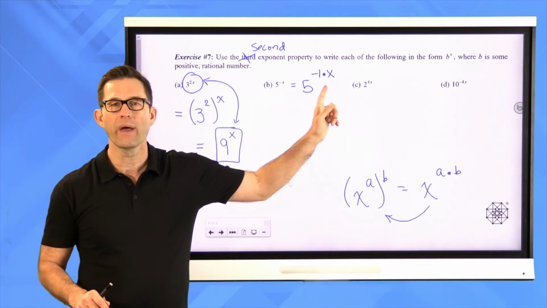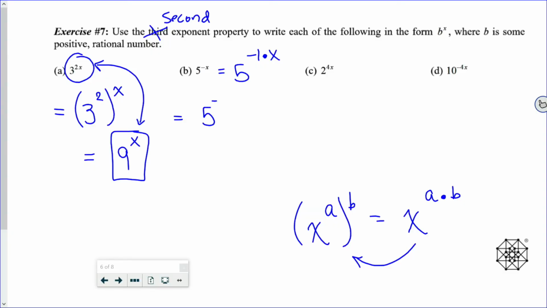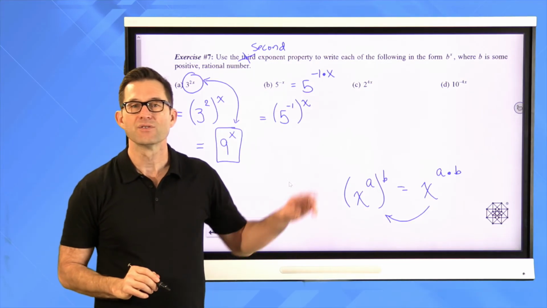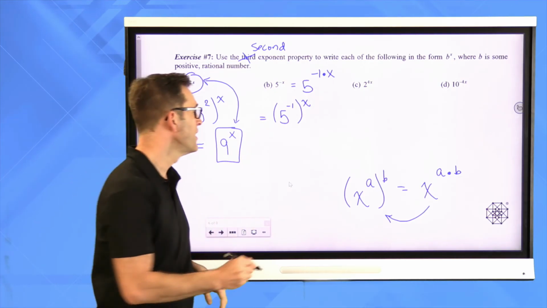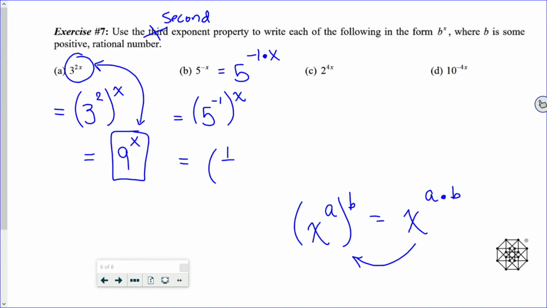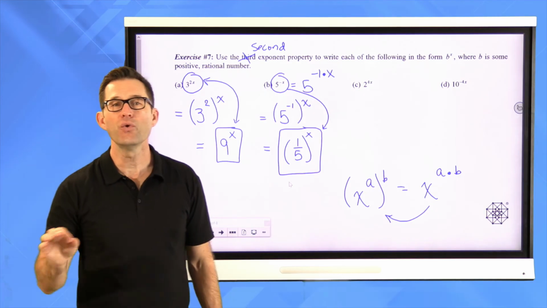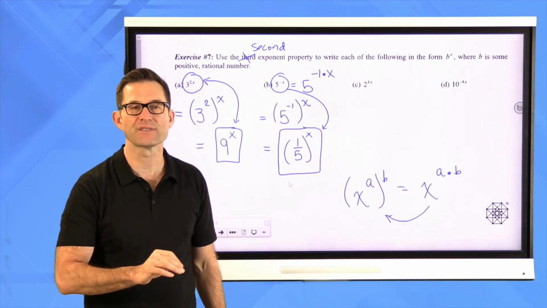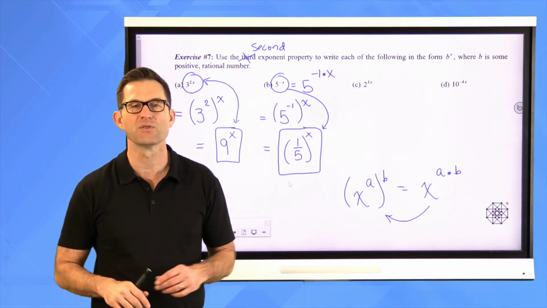Now, why would I write it this way? So that I can reverse this rule, and I can now say that's got to be the same as 5 to the negative 1 all raised to the x, right? So 5 raised to the negative 1 times x is the same as 5 to the negative 1 raised to the x, but then 5 to the minus 1 is the same as 1/5, and this is really critical. 5 to the negative x and 1/5 to the x are the same thing. 2 to the minus x would be the same as 1/2 to the x. 3 to the minus x would be the same as 1/3 to the x. 10 to the minus x would be the same as 1/10 to the x.